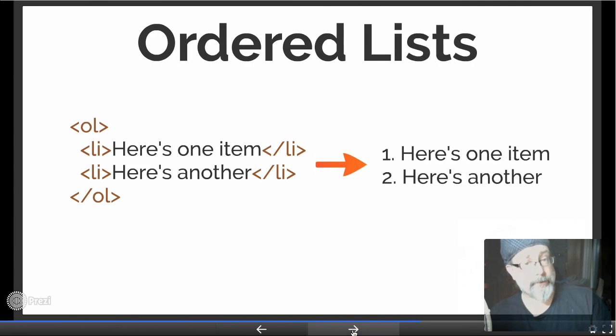Next up are ordered lists, where the difference would be OL instead of UL. And the structure is remarkably the same, but the result is slightly different in that you get a number next to each item instead of a bullet point.